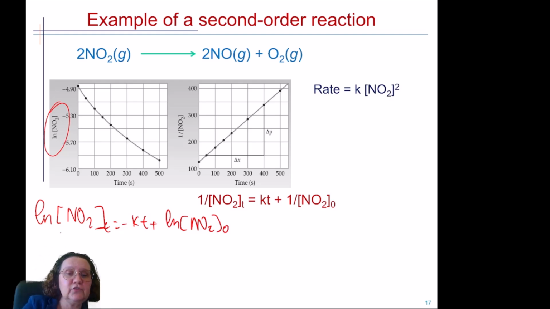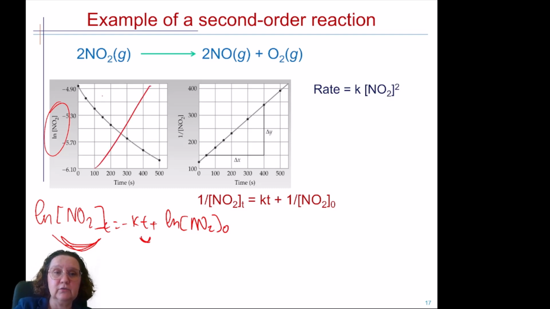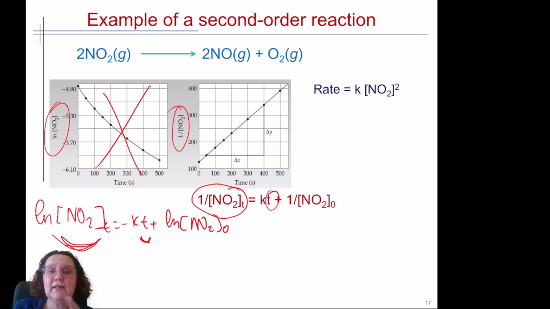What if I represent the log in base e of the concentration of nitrogen dioxide versus time? Do I get a straight line? Well, the answer is no. It's not a straight line, it's a gentle curve. That reaction is not a first order reaction. However, if I represent, and this is where the integrated rate law comes into play, the one over the concentration of nitrogen dioxide versus time, using this equation, the inverse of the concentration of nitrogen dioxide versus time, that gives me a straight line. That means that reaction is a second order reaction, and that's how I recognize them.